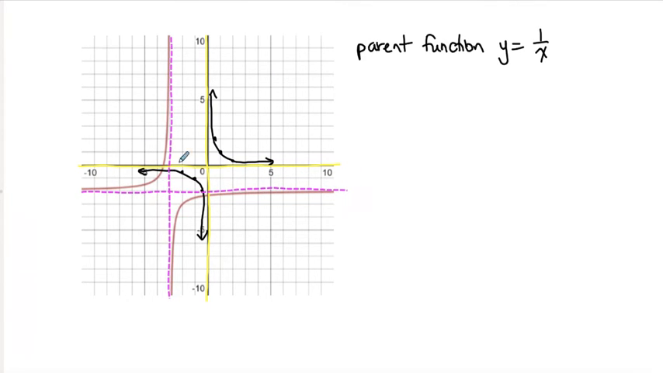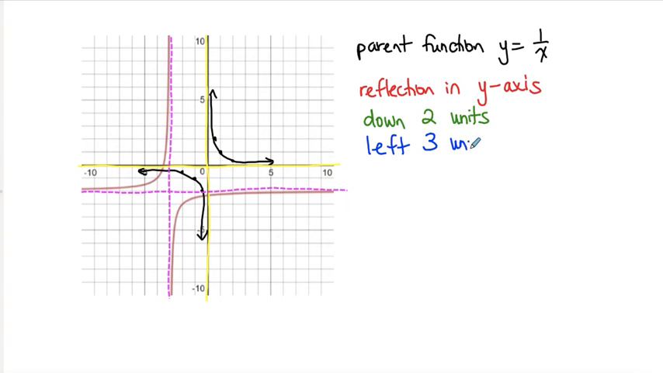Am I doing anything else to this graph? Well, it also looks like I'm reflecting it, because instead of having it on the top right and the bottom left, I have it on the top left and the bottom right. So I have a reflection in the y-axis, and it looks like I'm moving it down 2 units. And it looks like I'm moving it to the left 1, 2, 3 units. But it doesn't look like I'm doing anything to a horizontal stretch or compression.